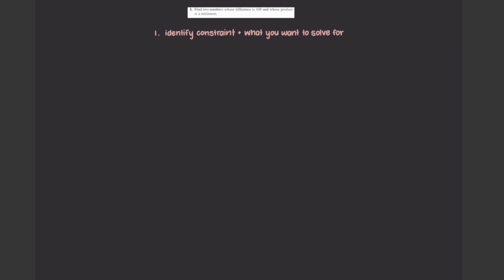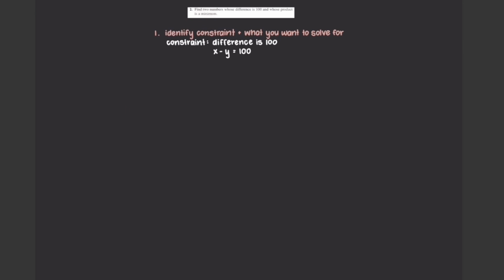Okay, steps. Identify the constraint and what you want to solve for. Remember, the constraint is going to be whatever numbers they give you. So, we have to create a function for a number that they give us. They give us 100 and say, okay, find two numbers whose difference is 100. Difference, oh my god, what a politically charged word. Okay, difference is subtraction. So, two numbers subtracted are going to equal 100, and whose product is a minimum. So that's what we're trying to solve for.